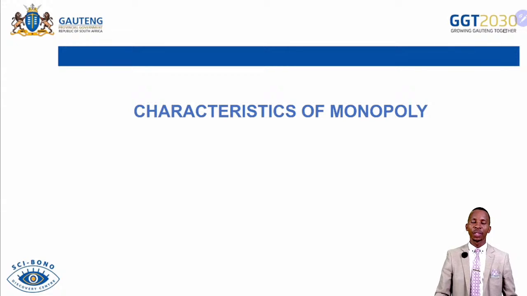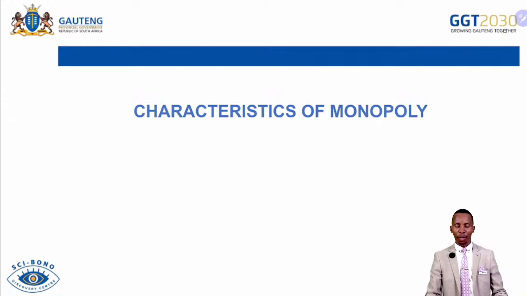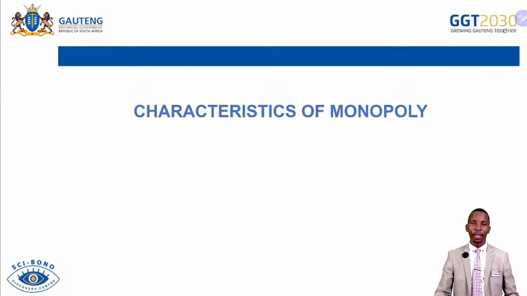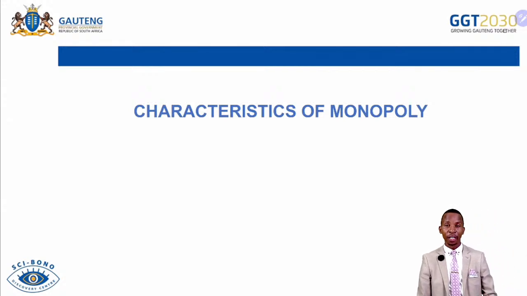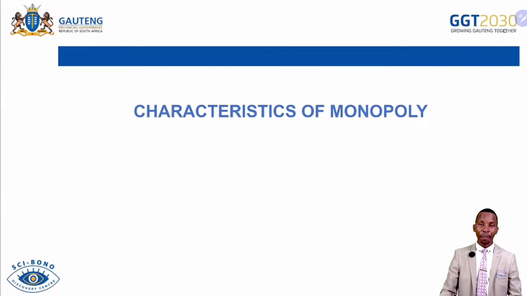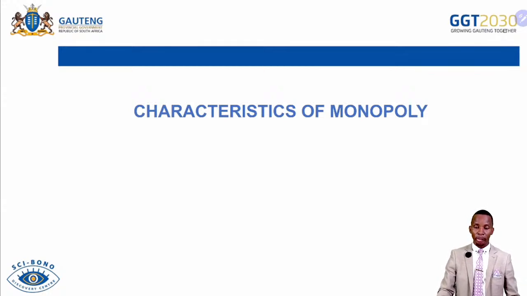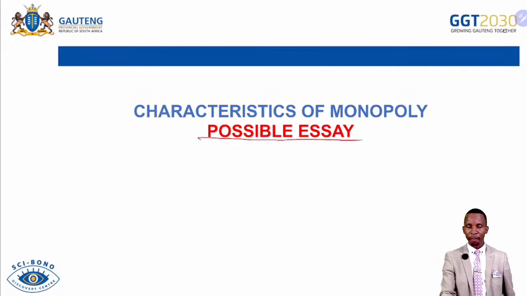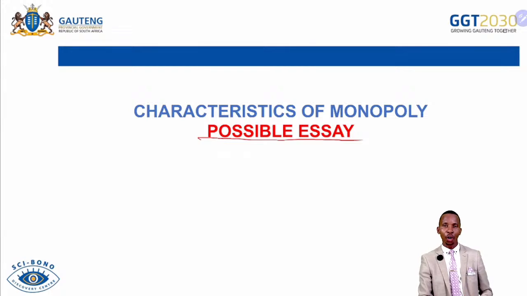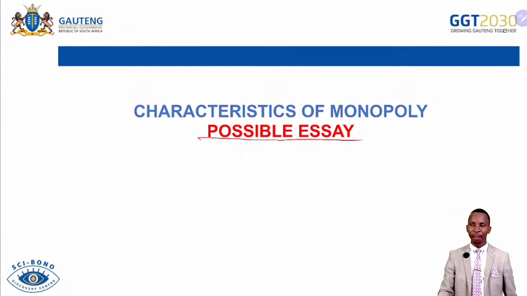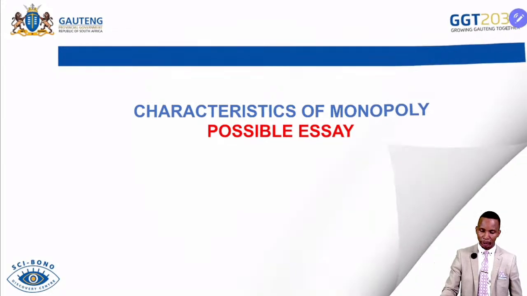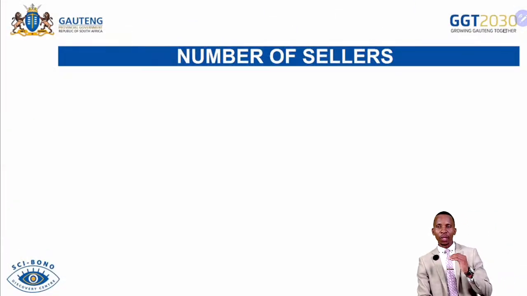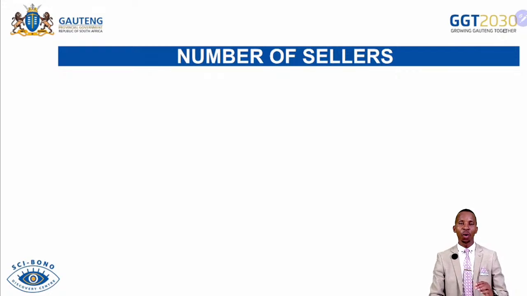And now we approach the features or characteristics of monopoly. How do we identify a monopoly? Remember, there are various features, different ways in which monopoly can be seen or identified. That will be discussed now. This is a possible essay as per the examination guideline. You can come across this as an essay, or you can come across the equilibrium position for the perfect market as an essay. Here, we will be using the structure to explain all characteristics.